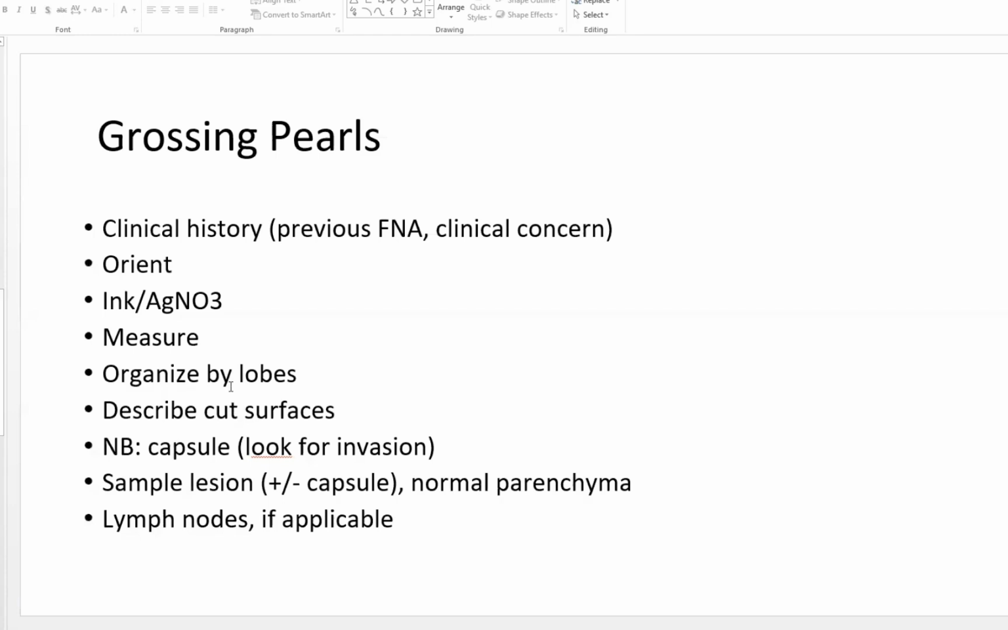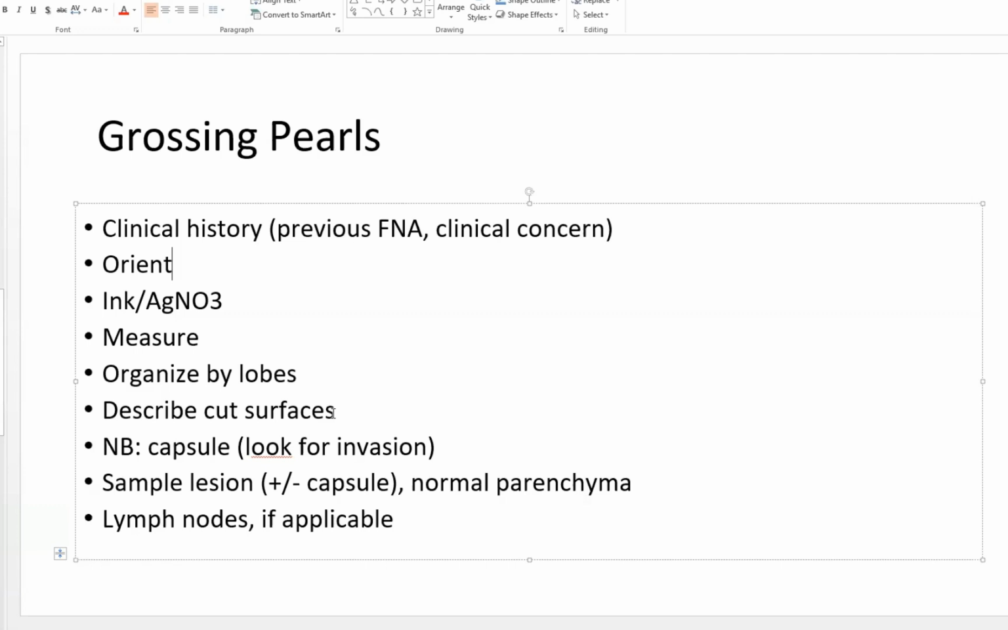For grossing, as we mentioned before, clinical history, specifically any previous FNA or diagnosis based on cytology, is very important. Always orient yourself. Make sure you insist on a properly oriented specimen when it arrives, meaning what they say on the requisition matches with what you have anatomically. Look up someone from the surgical team if things don't align properly. Make sure you ink the external surface. You do your measurements, both weight and size in 3 dimensions. Organize your approach of descriptors by lobes.